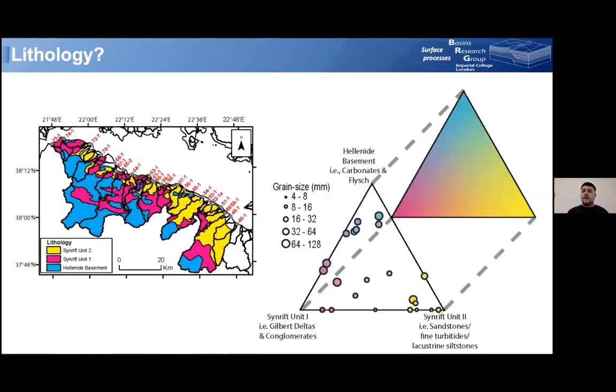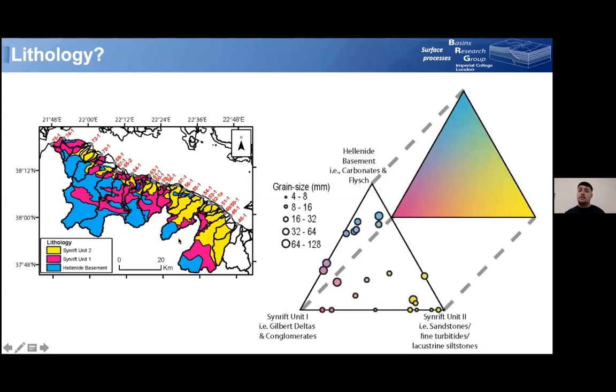So we thought, what about lithology? Here I have compiled many different studies worth of literature and maps and grouped them into three broad lithofacies. What we have is the Hellenite basement in blue. This is carbonates and flysch. We have Sinriff Unit 1 in the magenta. This is uplifted Gilbert deltas and conglomerates. And we have in the yellows, Sinriff Unit 2, which are sandstone, fine turbidites, and lacustrine siltstones.